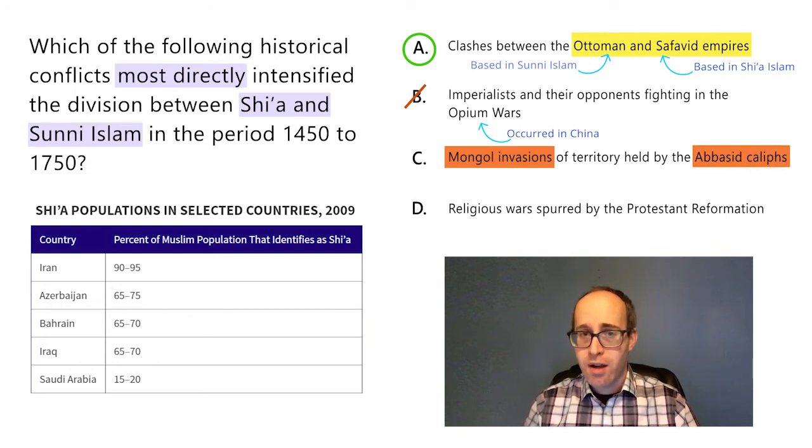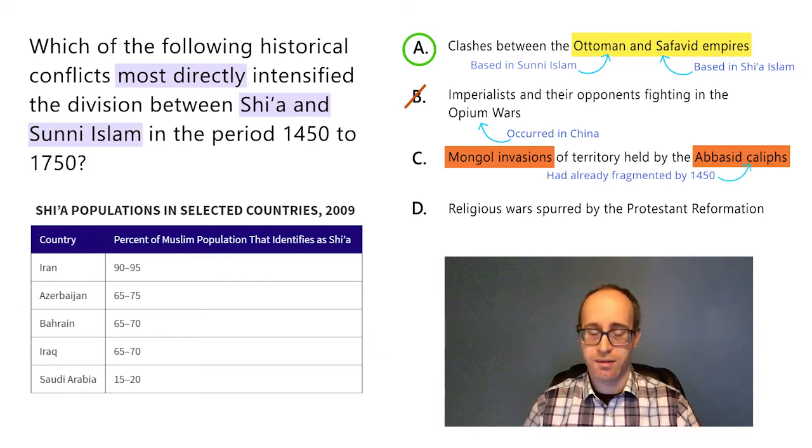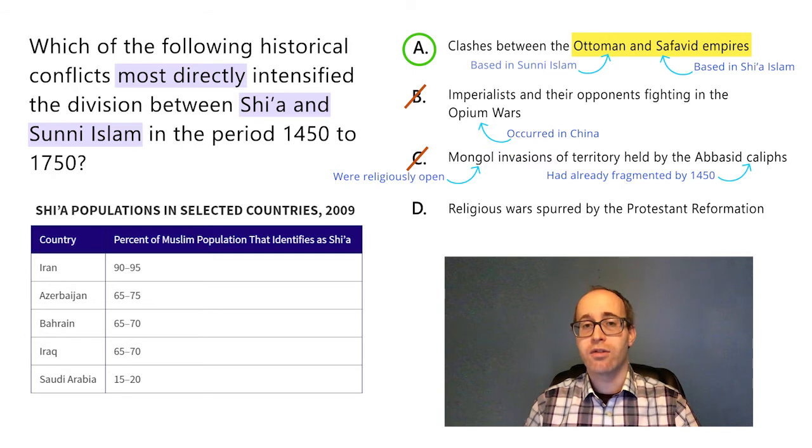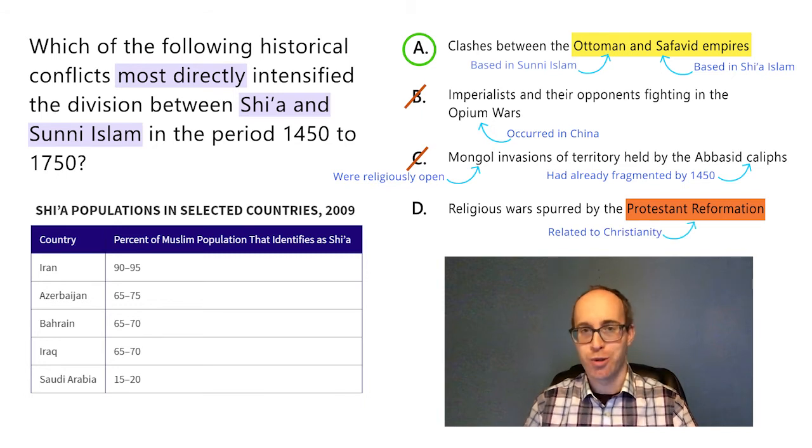Now, you might know that the Abbasid Caliphate had fragmented by 1450, which is the time period that this question begins in. On top of that, you might have known that the Mongol invasions did not cause any kind of religious strife because the Mongols tended to be religiously open. Finally, choice D mentioned the Protestant Reformation, but that had to do with Christianity, so it would not have been relevant to Islam like this question's asking about. For that reason, B, C, and D could all be eliminated, and you could find choice A as the correct answer.